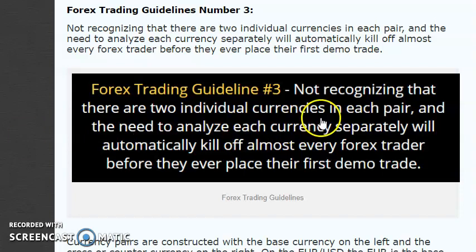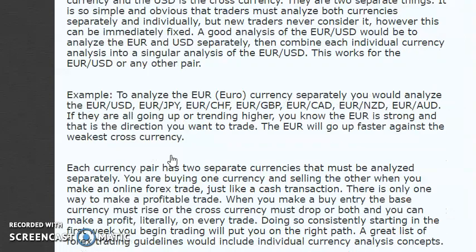Okay, here's guideline number 3. Not recognizing that there are 2 individual currencies in each pair and the need to analyze each currency separately will basically kill your entire Forex trading until you accept this basic principle. If you're using indicators, you'll destroy your trading. If you're analyzing individual currencies, you have a real chance to make profit in pips.